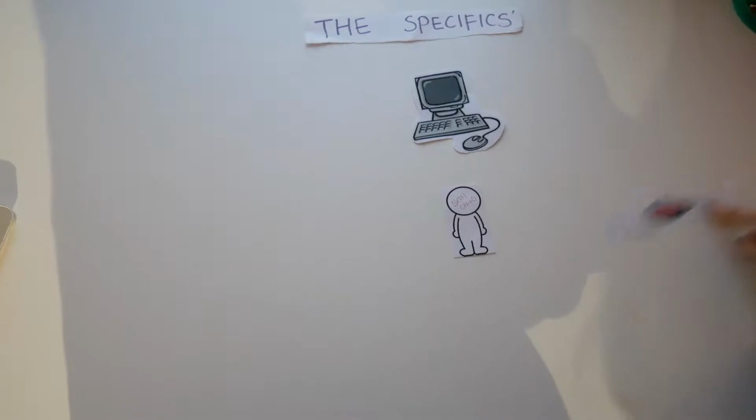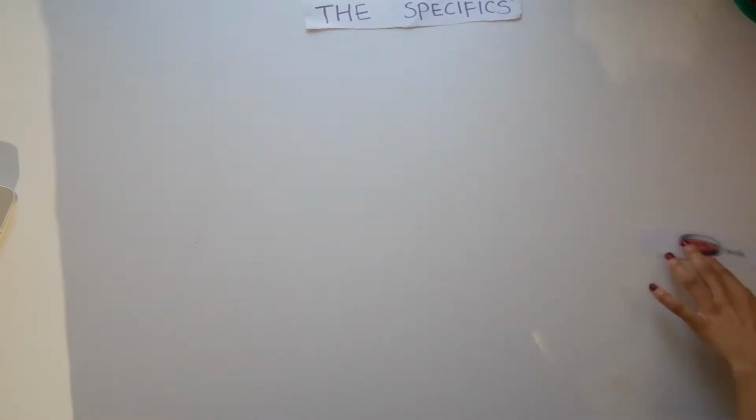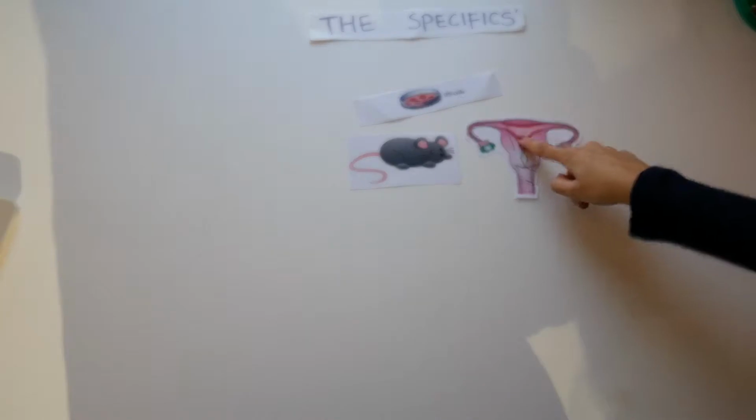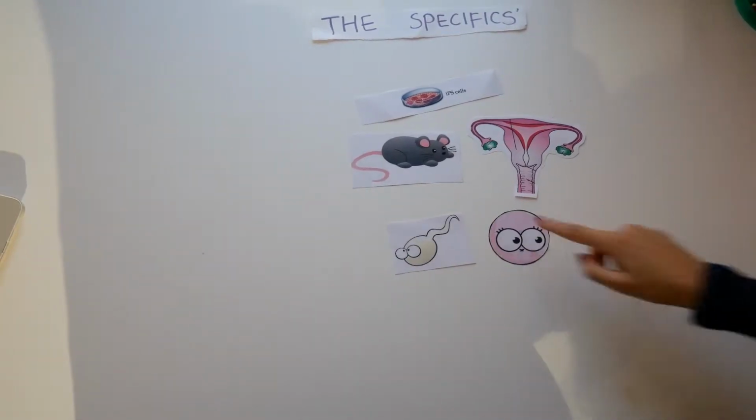There is a technique known as programming. This is where the skin cells of a human are made into iPS cells. These cells are able to differentiate into any cell types. Therefore, when these iPS cells are implanted into a mouse's reproductive system, such as the ovaries or testes, they can produce specialized egg and sperm cells.